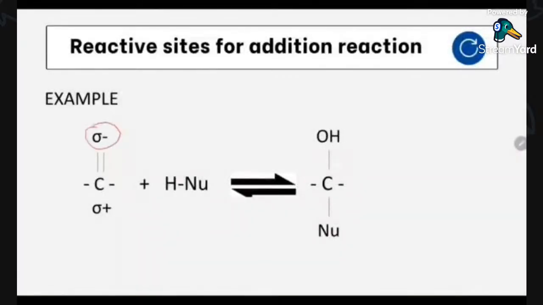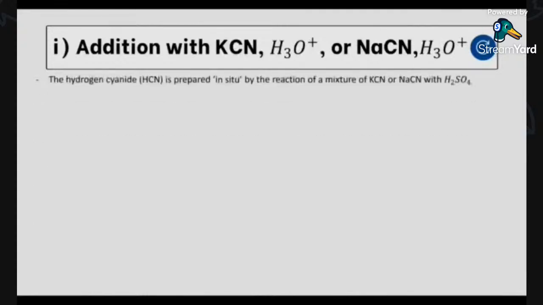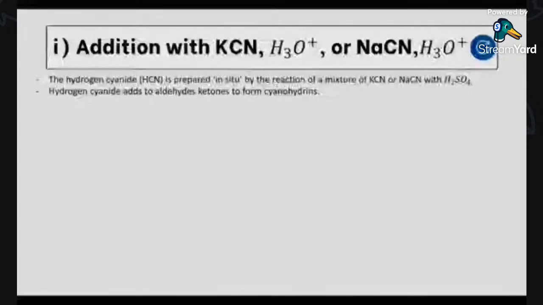Negative charge on the carbonyl oxygen atom means that nucleophilic addition is susceptible to acid catalyst, while the positive charge on the carbonyl carbon atom is susceptible to attack by a nucleophile. Addition with KCN/H3O+ or NaCN/H3O+. The hydrogen cyanide HCN is prepared in situ by the reaction of a mixture of KCN or NaCN with H2SO4. Hydrogen cyanide adds to aldehydes and ketones to form cyanohydrins.